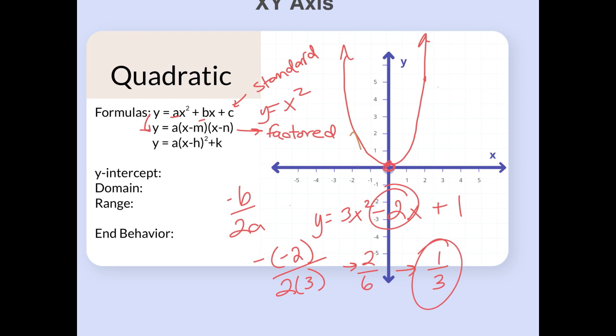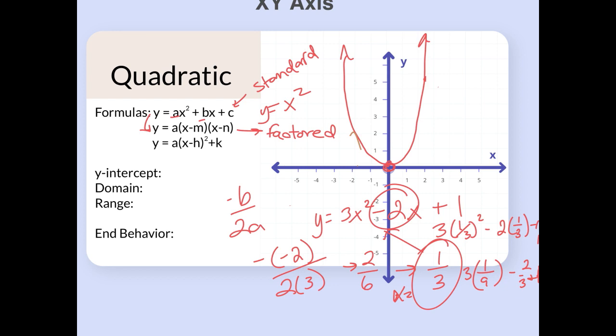I could take this 1/3 here, which is my x value for my vertex, and I could plug it back into this particular formula. So if my x is 1/3, that means I could do 3 times 1/3 squared minus 2 times 1/3 plus 1. So 1/3 squared is 1/9 times 3 minus 2 over 3 plus 1.